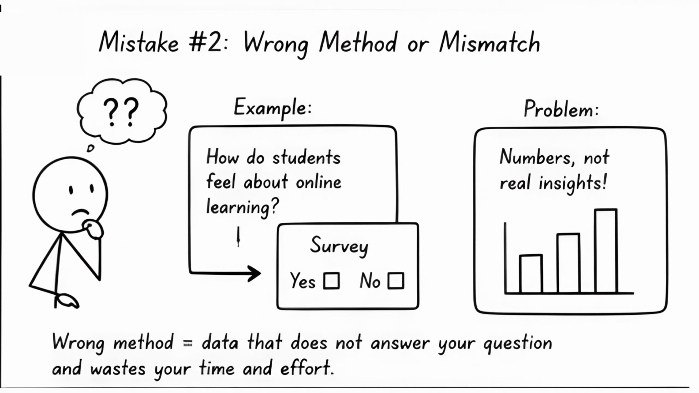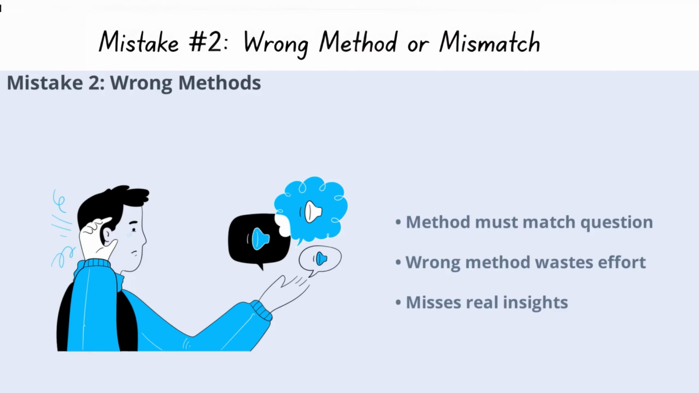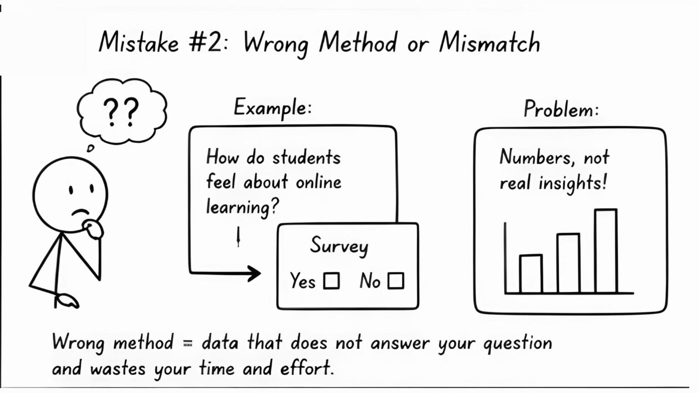Then the second common mistake is choosing the wrong method or mismatching a method to a question. And this is very, very bad. Another common mistake here is that you are going to pick a data collection method that doesn't really match the research question. For example, you are looking to explore how students feel about online learning, but you're only collecting yes or no responses in a survey. At the end of the day, you end up with numbers but not real insights into how they feel, right? And this is a problem because the wrong method produces data that does not answer your question at all, and it wastes your time and effort.